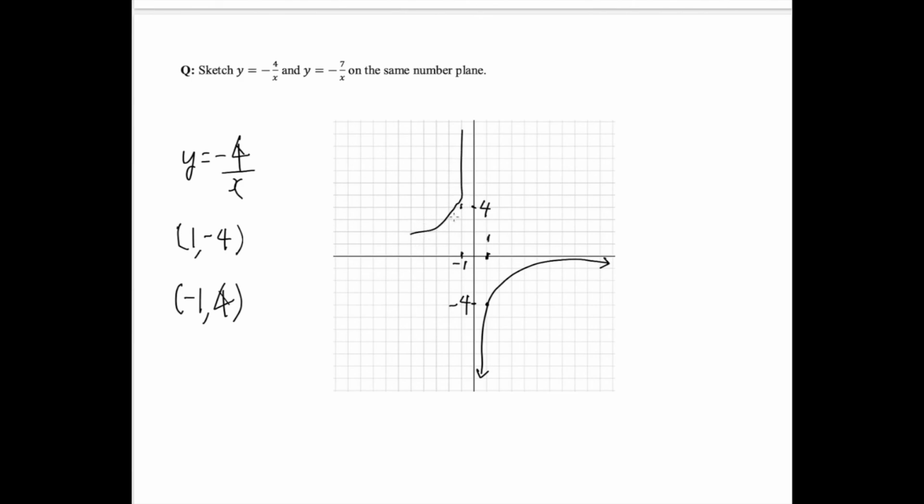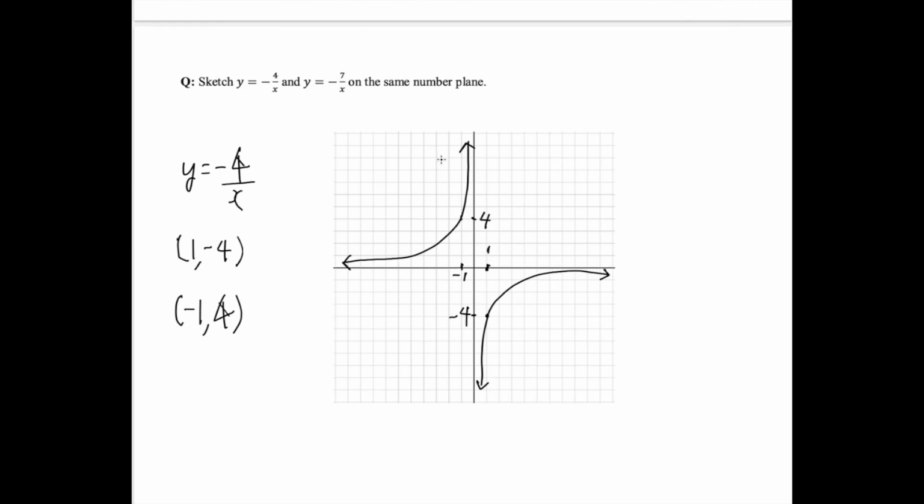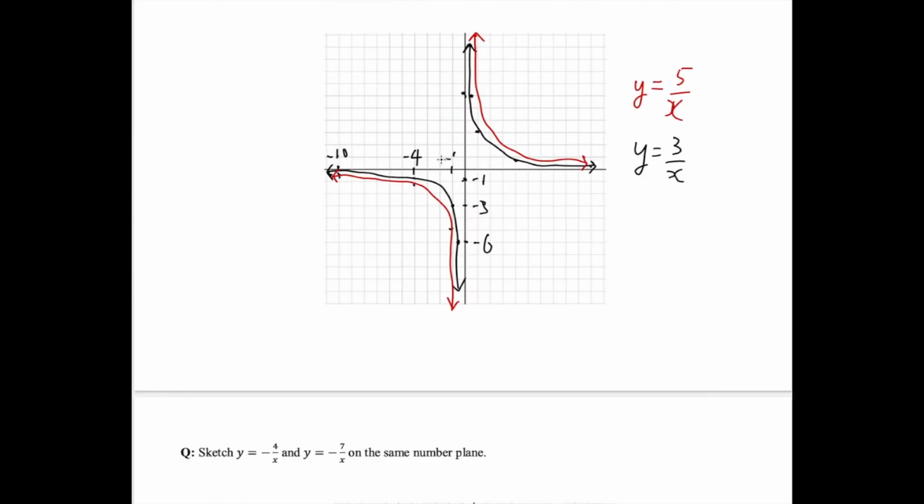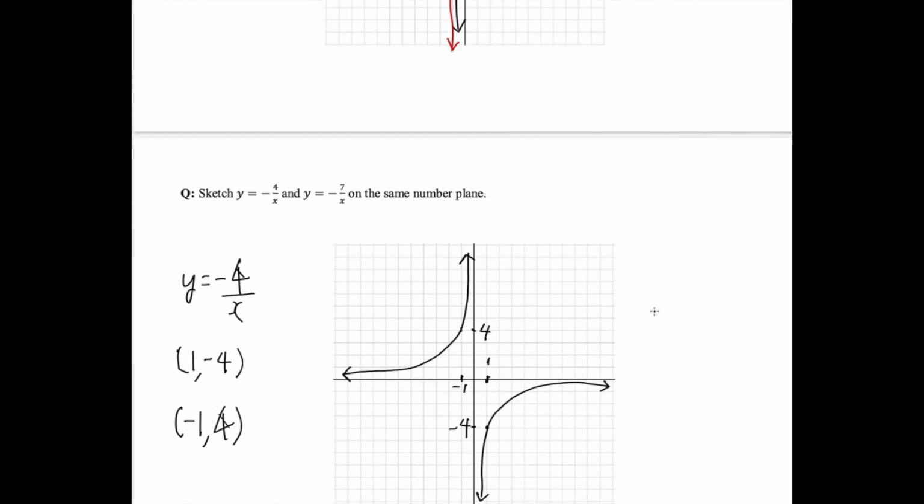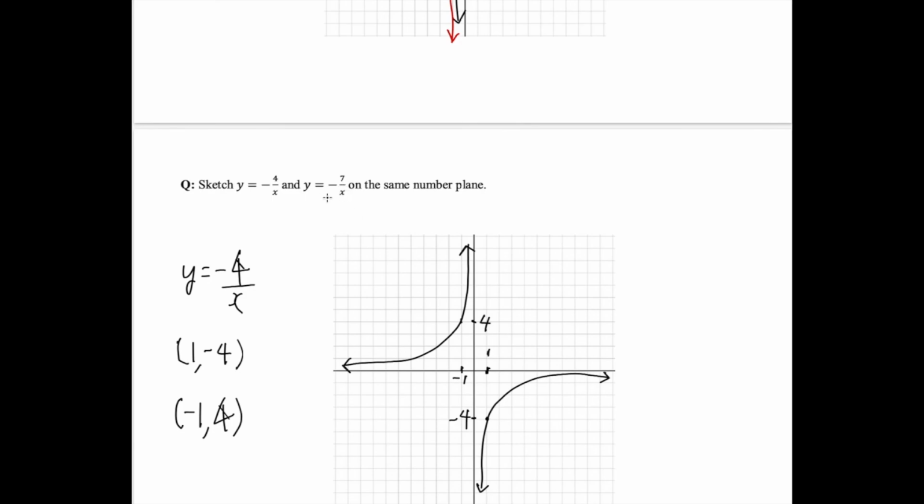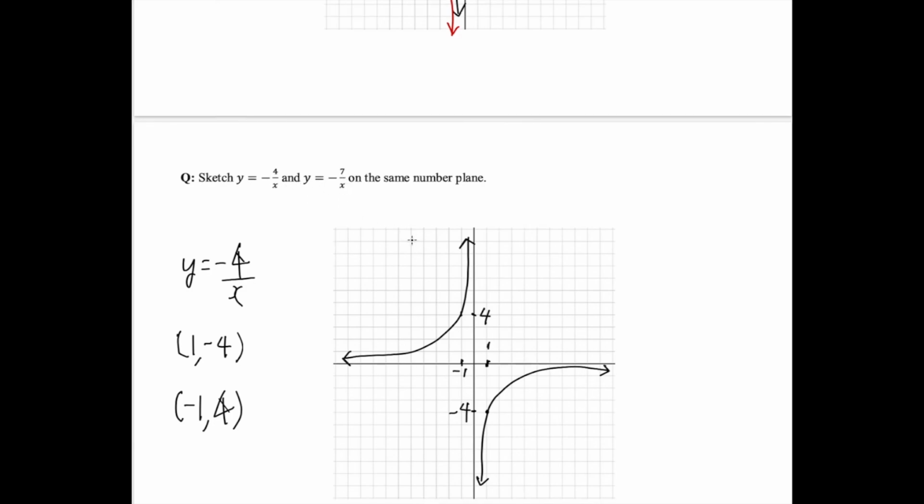Okay, this is not very good. But okay. Now for the other hyperbola, based on the example, we know that the graph of y equals 5 on x is inside the graph of y equals 3 on x, right? So we know that the graph of y equals minus 7 on x is going to be inside the graph of y equals minus 4 on x. But we're just going to put in 2 points anyway, okay?